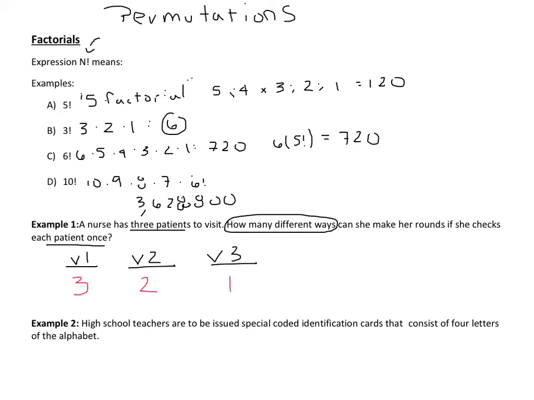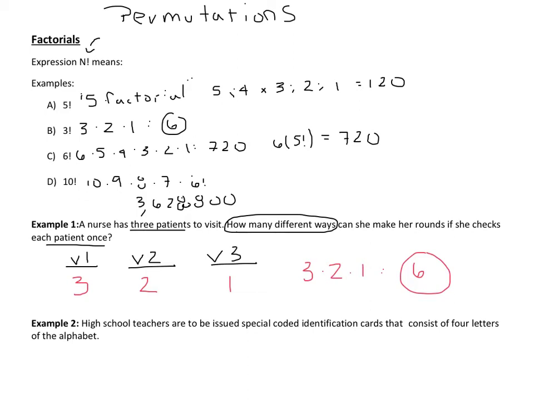So the order that the nurse visits matters here because once she's seen 1 patient, she only now has 2 left to see. When she sees the second patient, she now only has 1 left to see. So this is an example where order matters. This is a permutation. We can still use the same principle as combinations where we multiply the different choices. So to find our answer here, we're just going to do 3 times 2 times 1, which gives us 6. There are 6 different ways she can visit her patients.